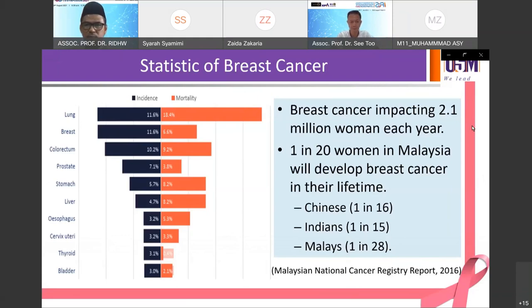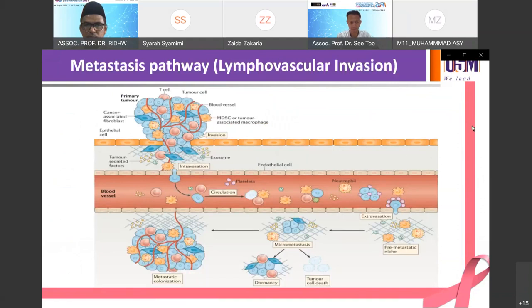So what is metastasis? Metastasis refers to the spreading of malignant cells from the original location to other parts of the organ or body. This figure shows us how metastasis happens in the human body. Firstly, metastasis starts with the proliferation of neoplastic cells taking place progressively, which will cause the cells to increase in size and start developing angiogenesis, which later will develop into a primary tumor.